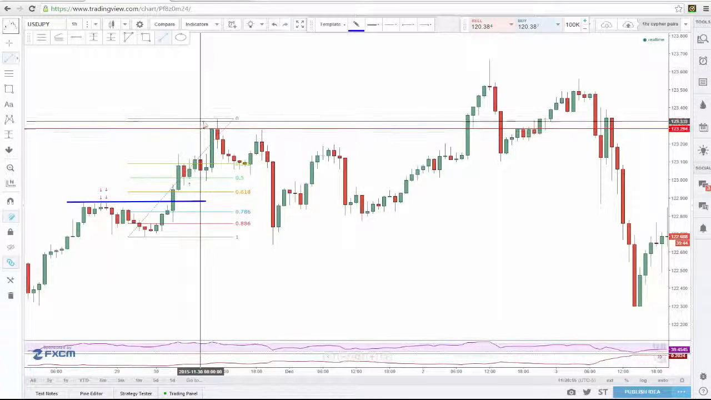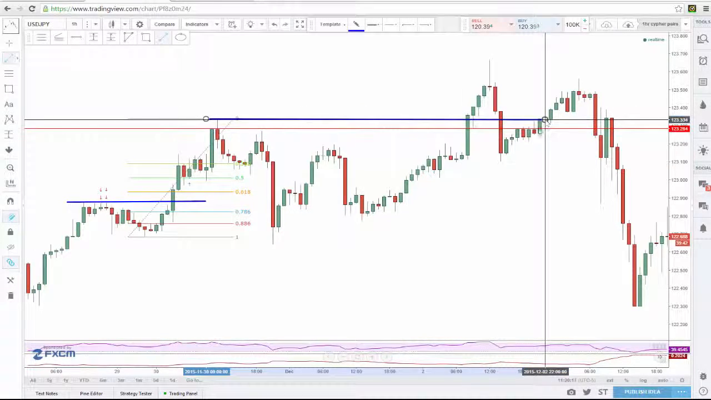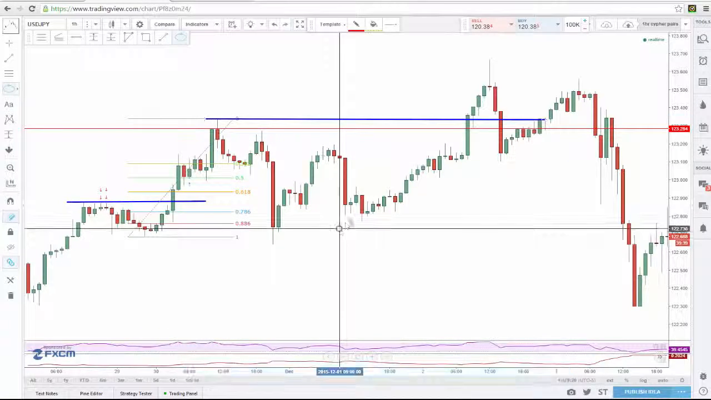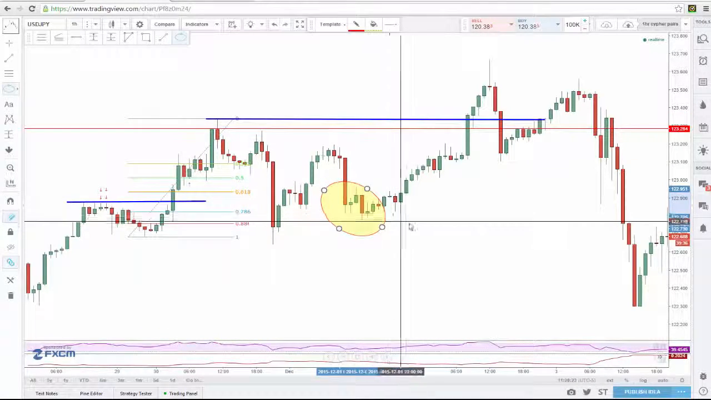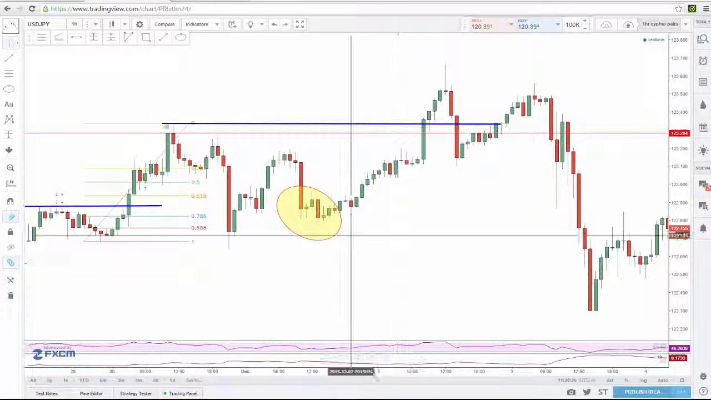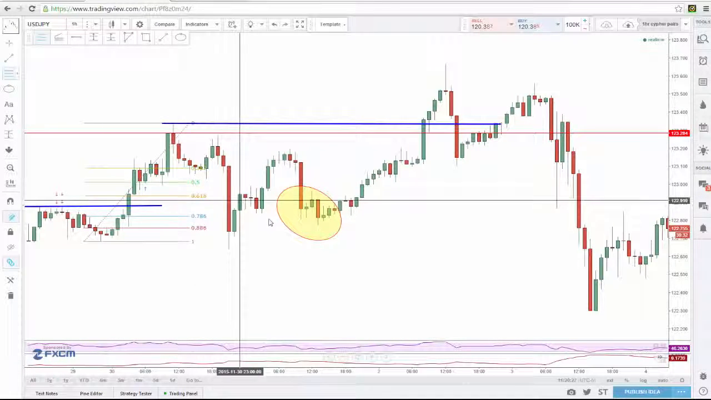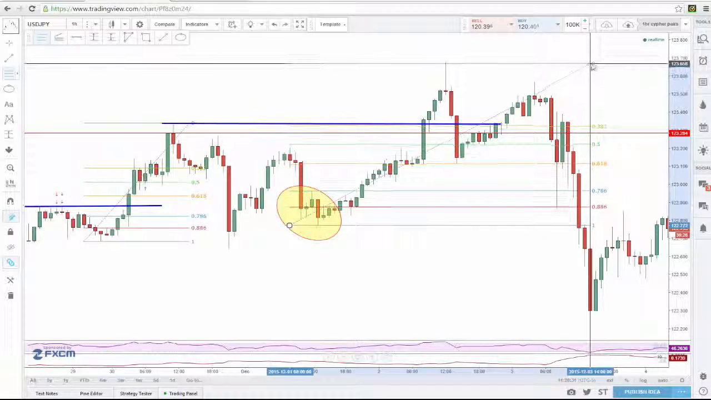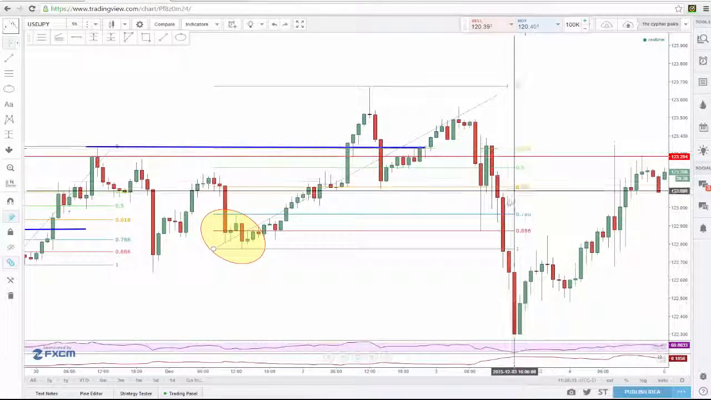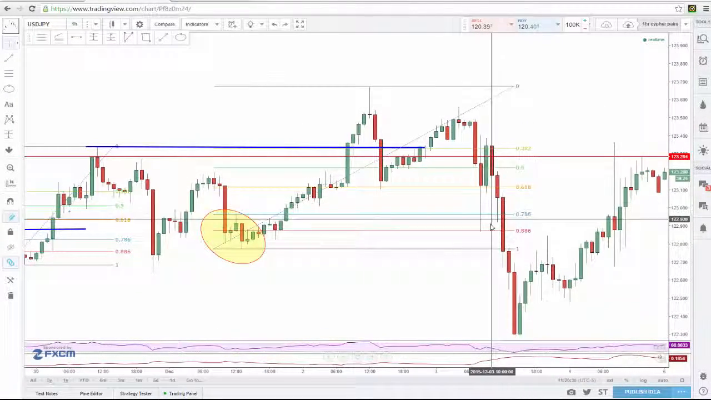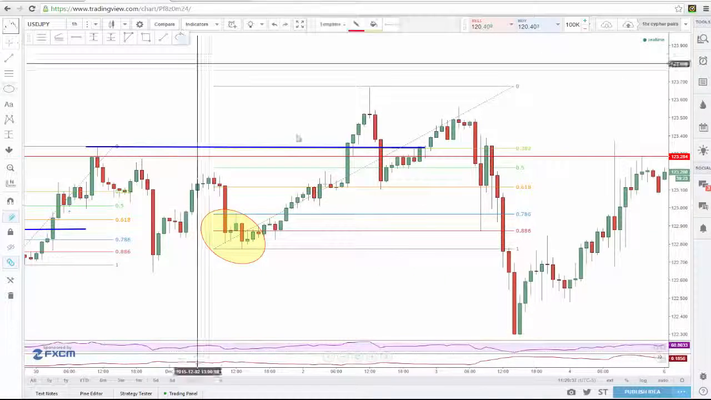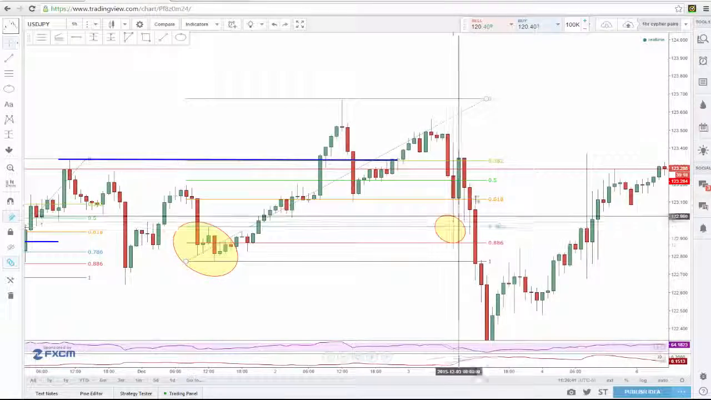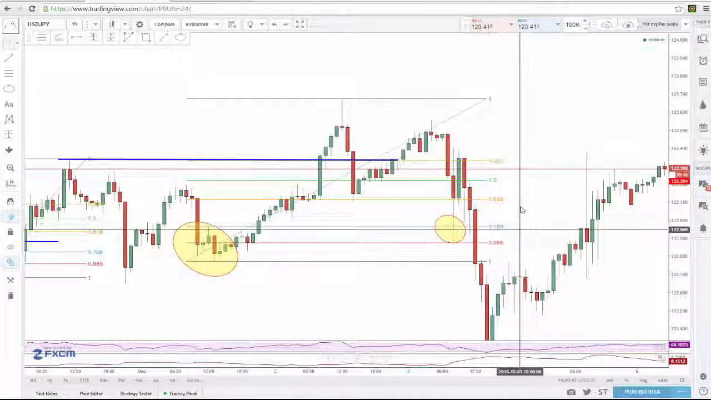Break above, close above this level. So now we're looking at this most previous swing low right here. So we come from this swing low up to the swing high before it starts to retrace. We would have bought the 786 right here on this candle wick, and we would have been stopped out of this trade.